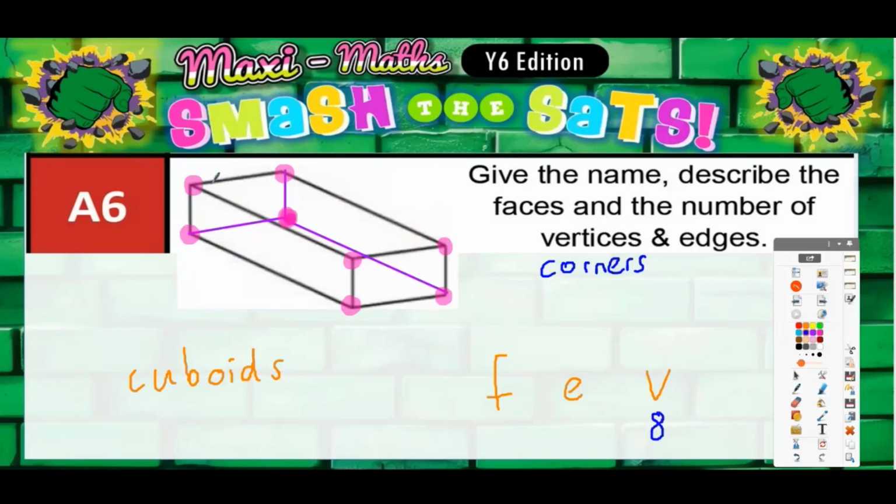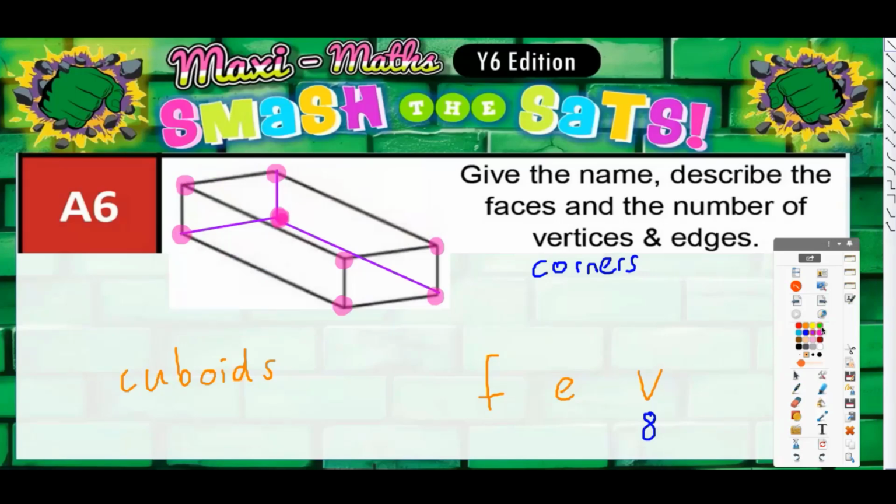Edges are basically the lines that connect the vertices. So what we can do is go over those and keep a count as we go over them. We can get a different color, so I'm going to use green, and keep a count as we go over them. So we've got 1, 2, 3, 4 around the front of the shape, 5, 6, 7, 8 around the back of the shape, and you've got the ones that connect the front to the back.